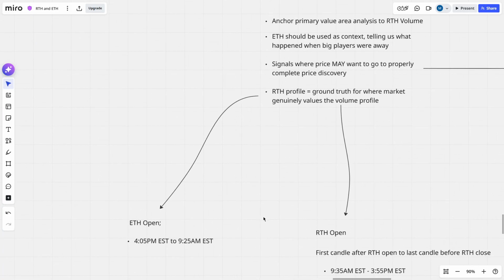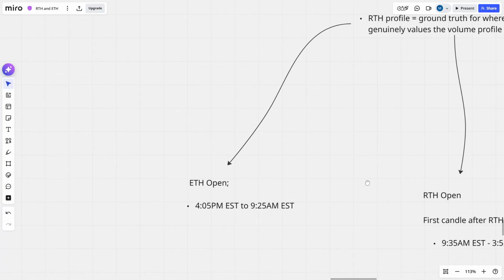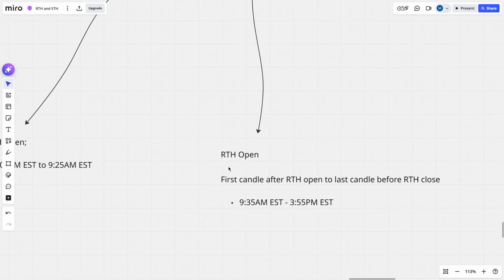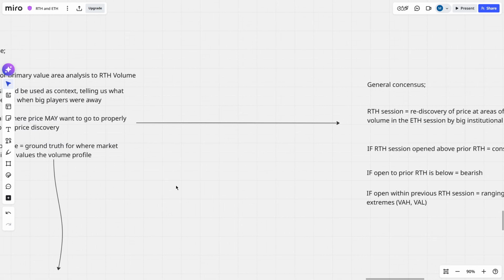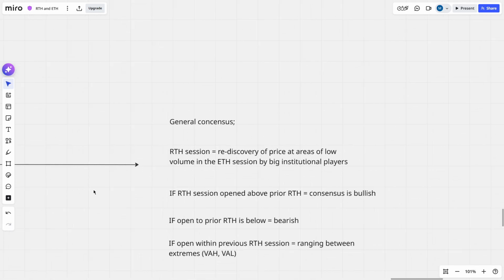So to quickly remind you, the ETH open is from 4:05. I do it one candle after, so the 4:05 to 9:25 EST. The RTH open is then the 9:35 to 3:55, or the RTH open from the first candle after and the last before the close. Bringing us onto the general consensus, the RTH session basically means we're rediscovering price at areas of low volume in the ETH session by these big institutional players.